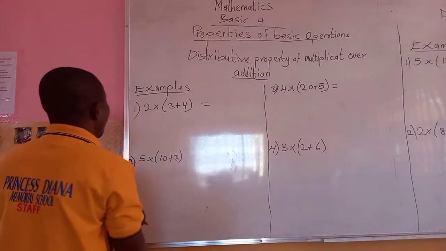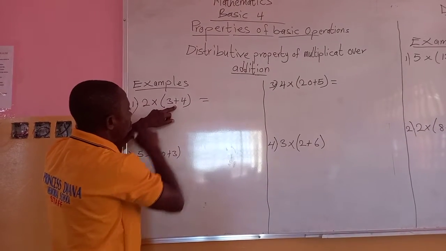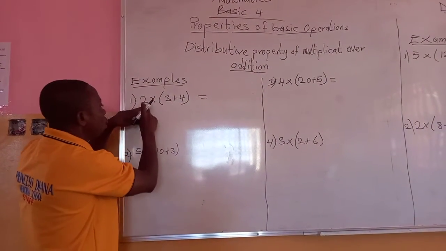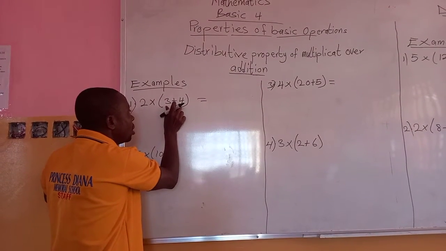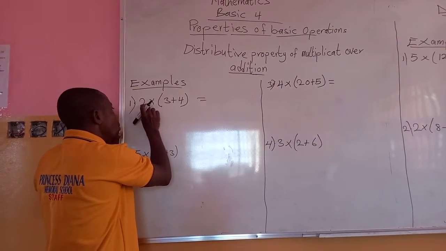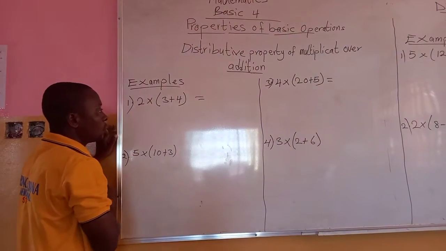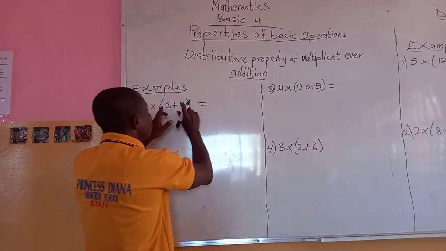Good. Example 1, we have 2 times 3 plus 4. Which means that we are sharing this 2 to all the numbers here. Every number you have must have 2. So when we come to this side, we are coming to share it.